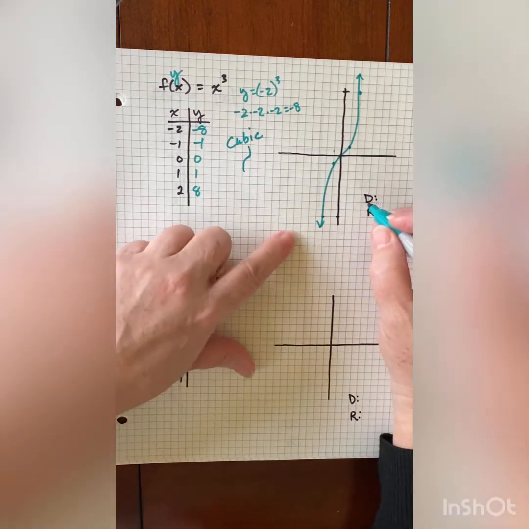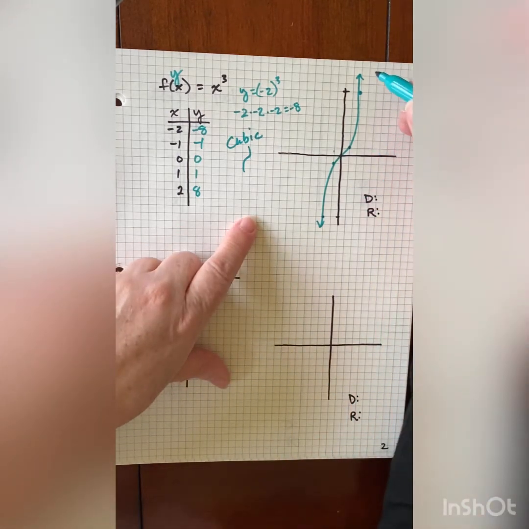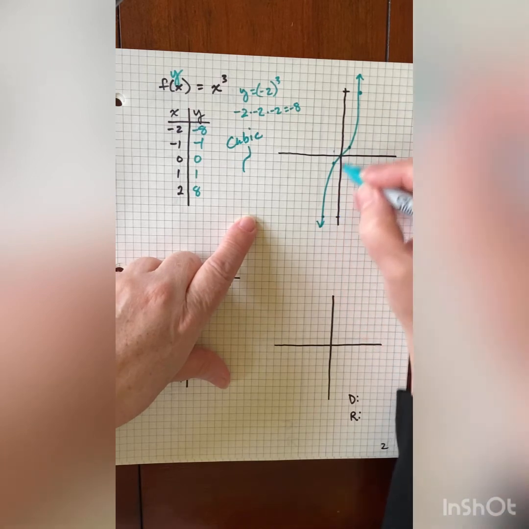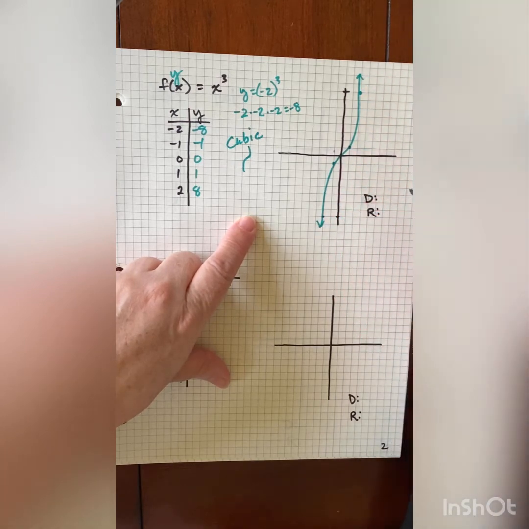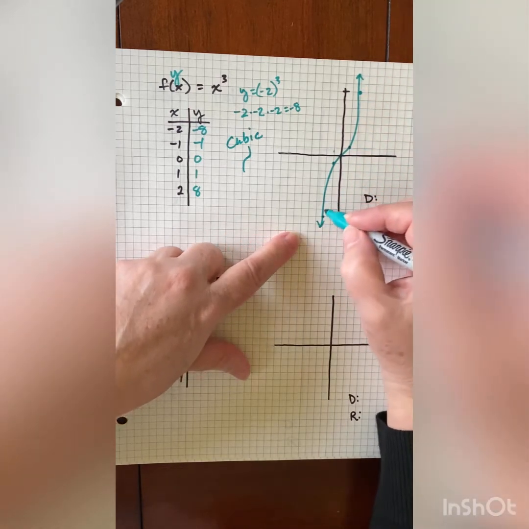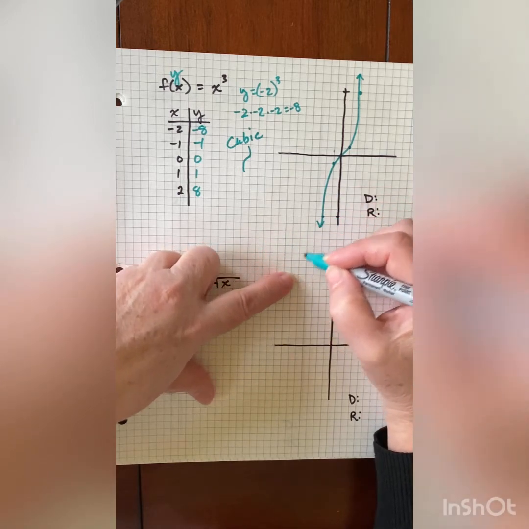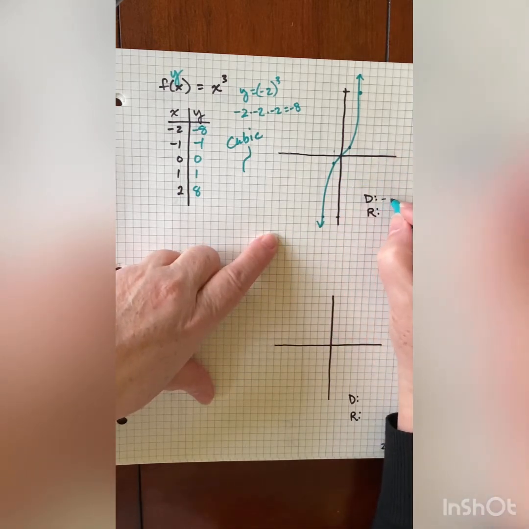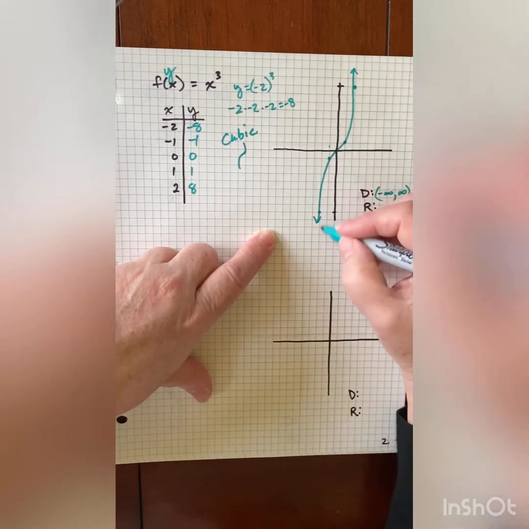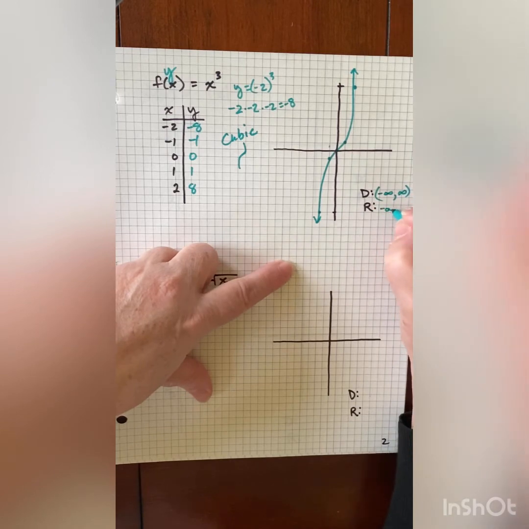Domain and range on this. Domain in this case, because we have these arrows on there, and it is moving over slowly but surely, is going to go from negative infinity to positive infinity. And my range, again, is going to be negative infinity to positive infinity.